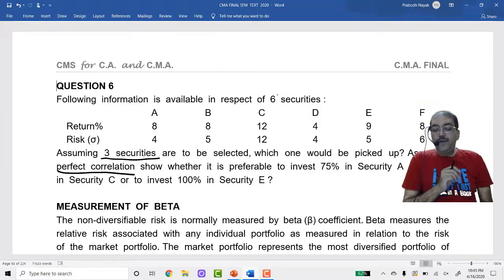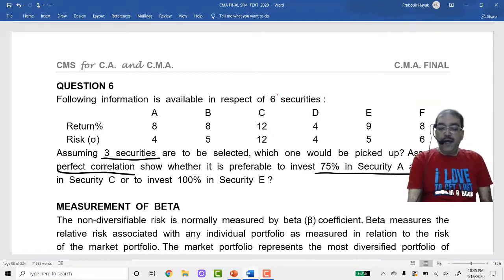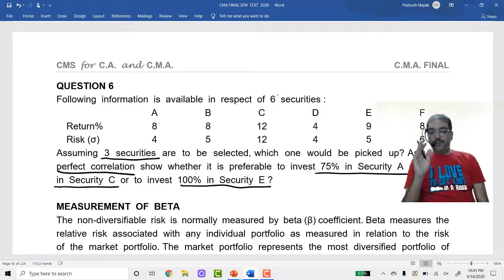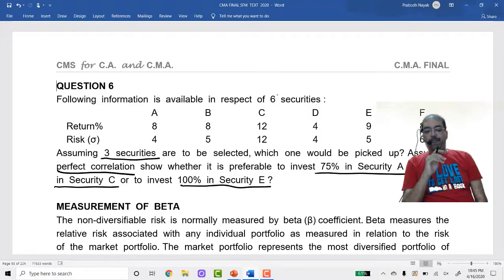State whether it is preferred to invest 75% in security A and 25% in C, that means have a portfolio of A and C, or to invest 100% entirely only in security E. First part of the question: 3 securities to be selected.